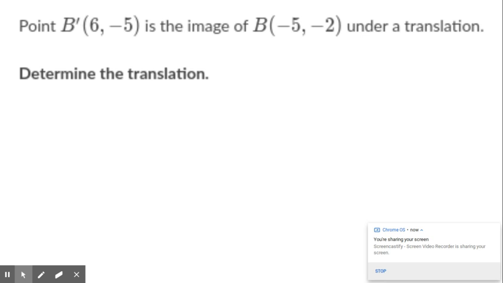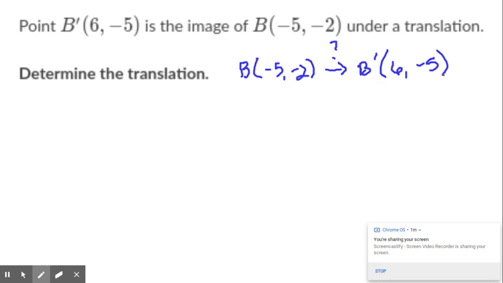If you have the coordinate plane in front of you, just plot those 2 points and then count. What do you have to do to get from B to B prime, both vertically and horizontally? That will tell you your translation rule. I don't have that luxury, so I have to think about it a different way. So what I'm asking myself currently, if I'm starting with B at negative 5 comma negative 2, I have to ask myself what happened to get to B prime, which is at 6 comma negative 5.